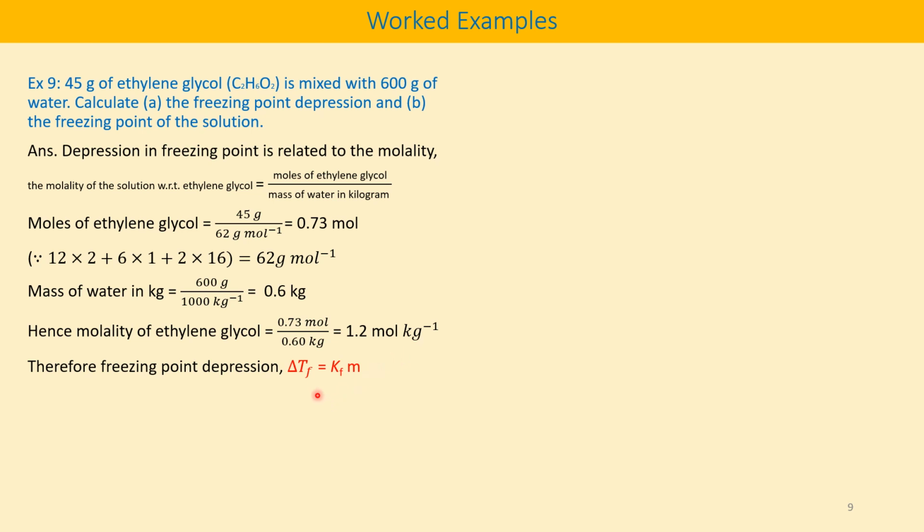The freezing point depression is given by the formula delta Tf is equal to Kf into m, where delta Tf is the freezing point depression, Kf is the constant, and m is the molality. Therefore, delta Tf is, from the table given in the previous slide, 1.86 K kg per mole into 1.2. That is the molality, small m is 1.2. So we get the value of delta Tf as 2.2 Kelvin.